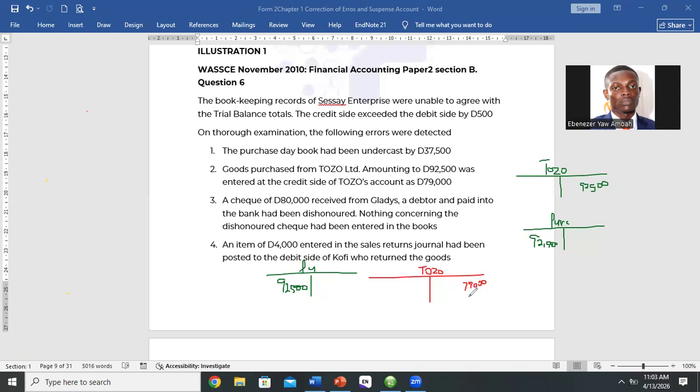So if you want to correct it, you are going to credit Tozo, because you remember for the undercast, if it's credit, you credit. If it's debit, you debit. It is the overcast that you go the opposite way. So here we have to credit Tozo 13,500, and the corresponding entry will go to where? Suspense account.